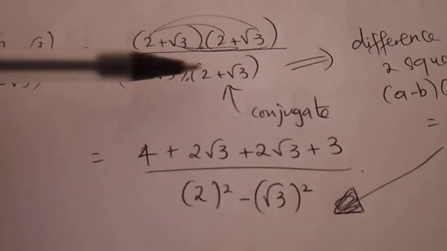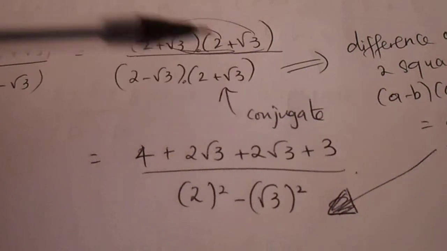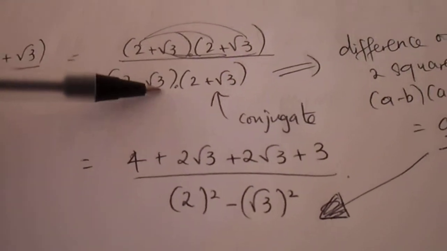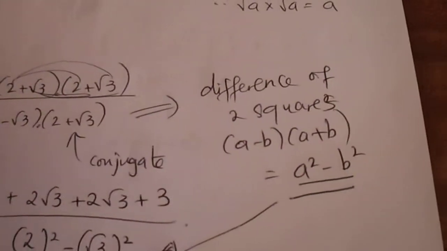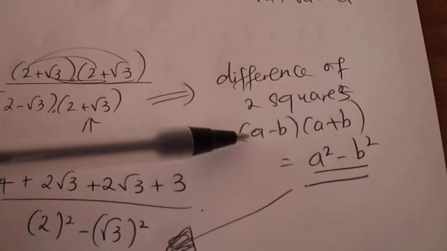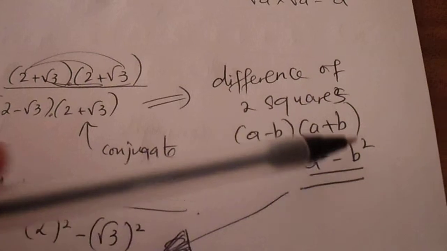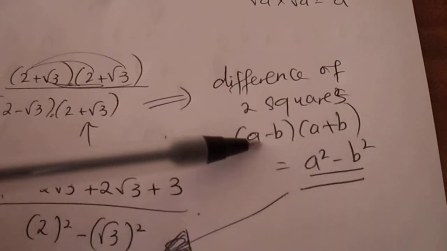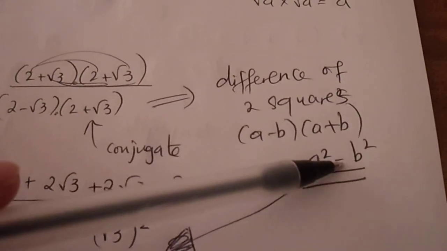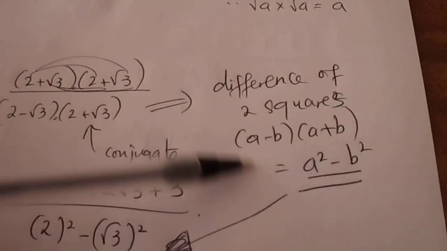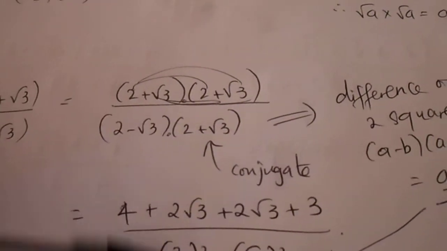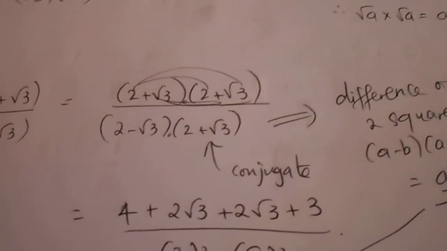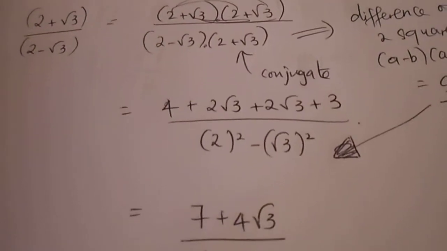Now the denominator is strikingly similar to a classic difference of two squares. Now, difference of two squares states that if you have a minus b times a plus b, when you expand them, you get a square minus b square. So we will apply this knowledge here, of course. So 2 minus root 3 times 2 plus root 3 is the same thing as saying 2 to the square minus root 3 to the square.